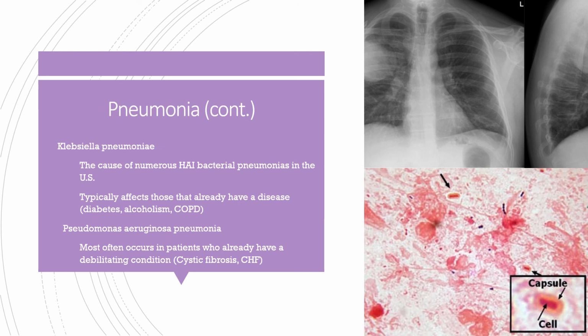Pseudomonas aeruginosa pneumonia most often occurs in patients, again, similar to Klebsiella, that already have some pre-existing conditions such as pulmonary disease or congestive heart failure. Those with cystic fibrosis are prone to infections with Pseudomonas aeruginosa. And once established, the cells are almost impossible to eliminate. And they are very prolific.